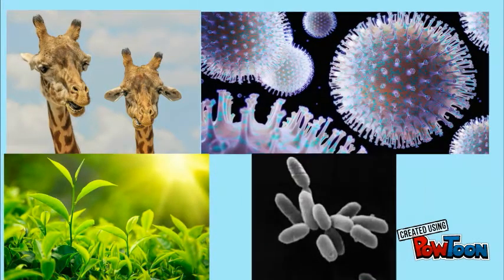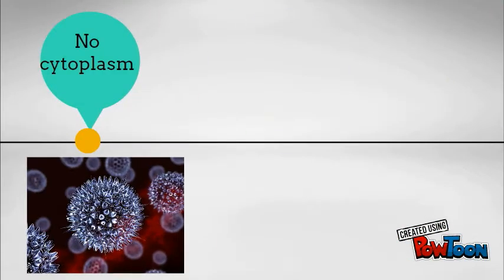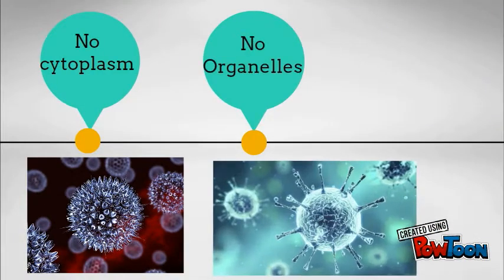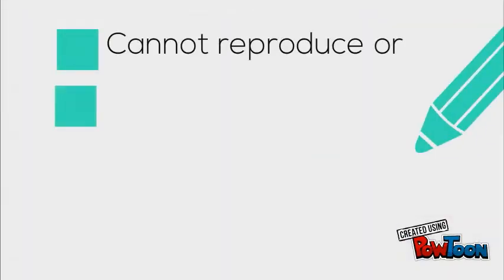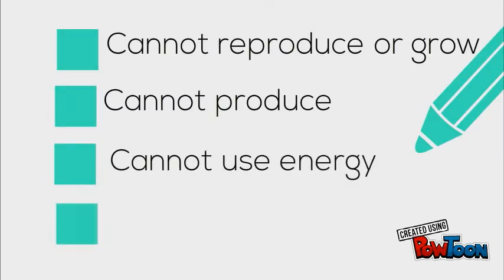Viruses can infect the cells of animals, plants, bacteria, and archaea. Unlike animal cells, viruses do not have a cytoplasm, they don't have organelles, and they don't have a cell membrane. Viruses cannot reproduce or grow on their own, they can't produce or use energy on their own, and they create waste. Viruses require a host cell in order to carry out these processes.